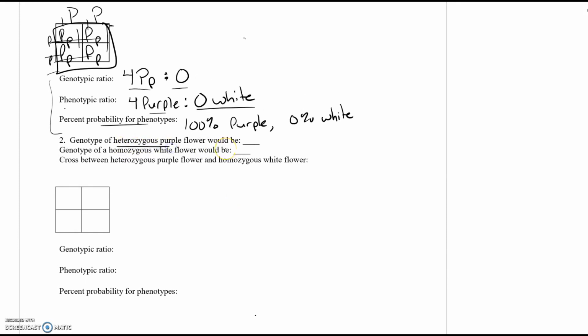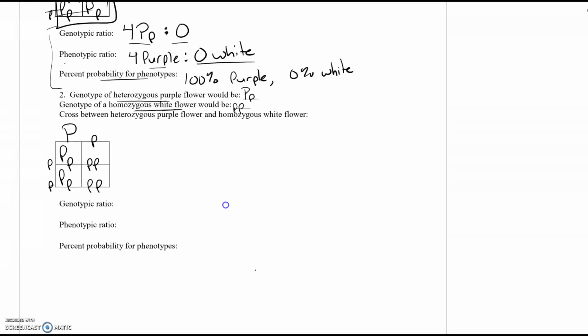If we have a heterozygous purple flower, heterozygous means two different alleles, so they must have a big P and a little p, and a homozygous white flower again. Homozygous is two of the same, white is recessive, we must have two little p's. So I've got my big P, my little p, fill that in, big P here, little p from the row and column, big P from my row and column here, and little p from my row and column here.